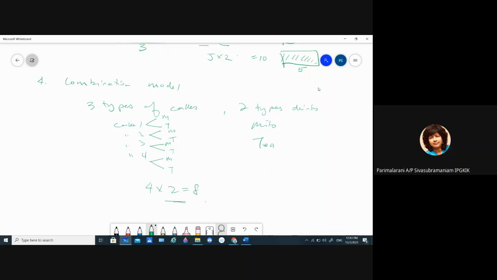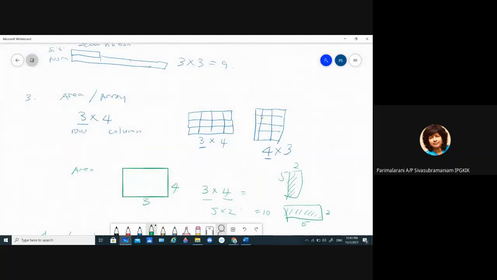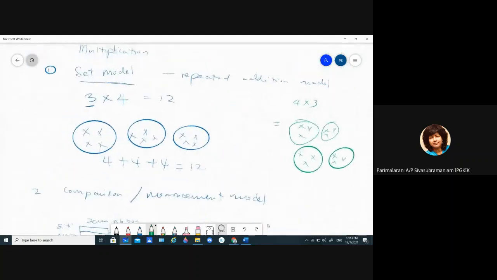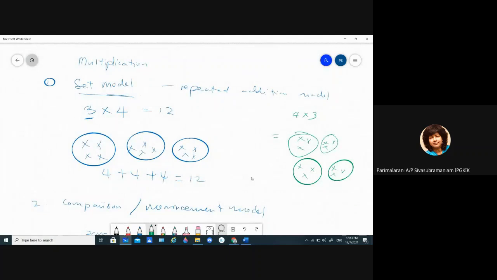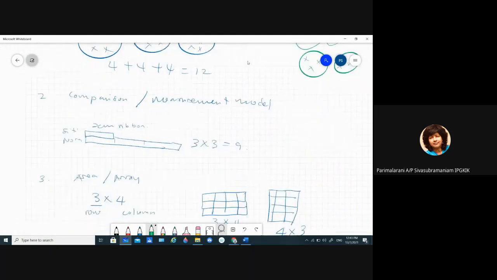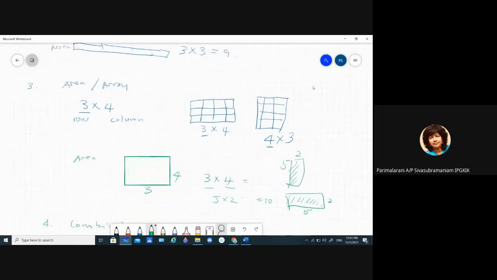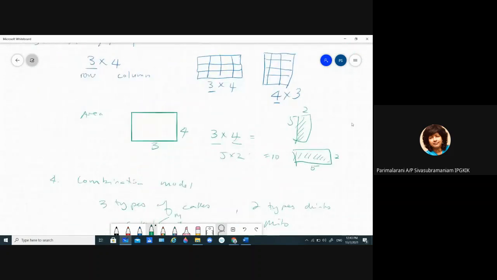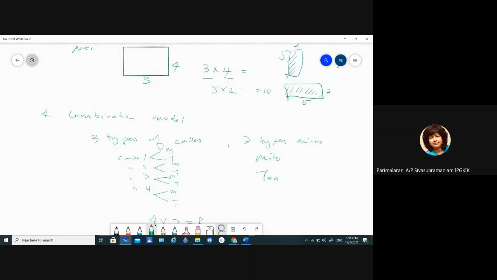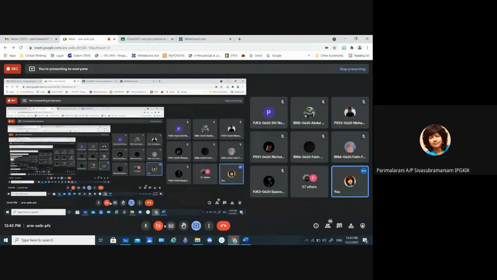So for multiplication, just like subtraction, there are 4 different models to explain the concept of multiplication. The set model, the comparison or the measurement model, the area or the array model, and finally the combination model. Some of these models were explained well by the group that presented just now. One or two I didn't see. So that's all for multiplication. Thank you to the group.